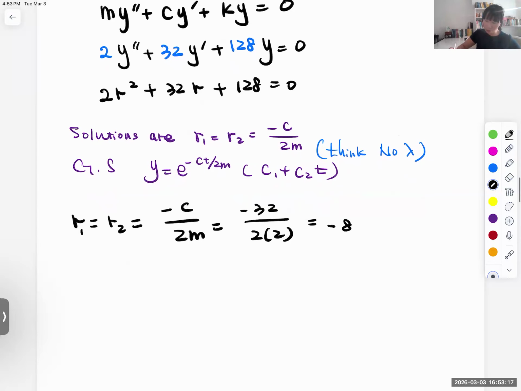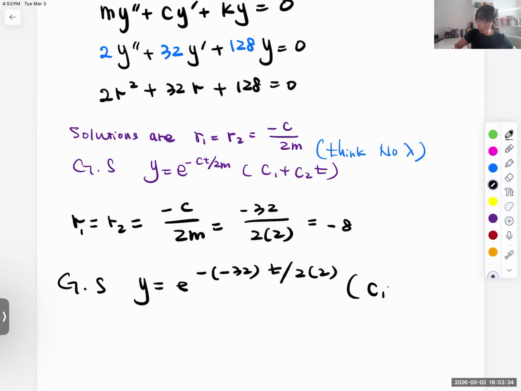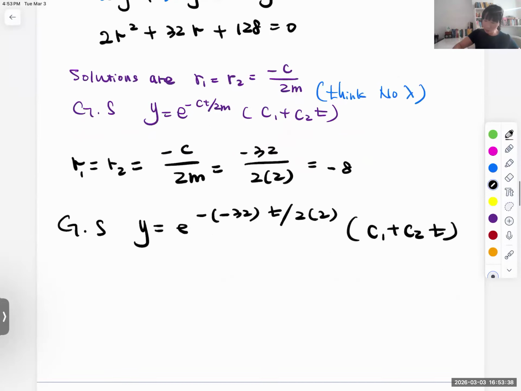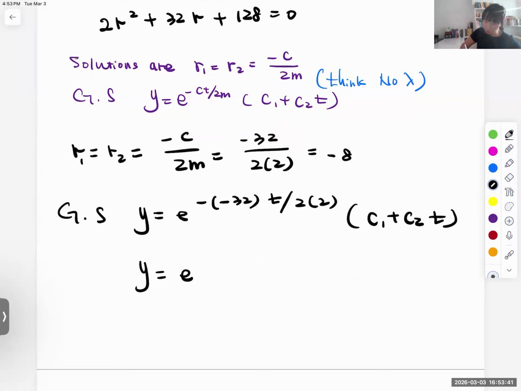Okay, general solution will be y equal to e to the negative ct, where c is negative 32 over 2m, times c sub 1 plus c sub 2 t, right? Okay, that will be y equal to e to the positive 32t over 4 times c sub 1 plus c sub 2 t. That's the general solution. Make sense?